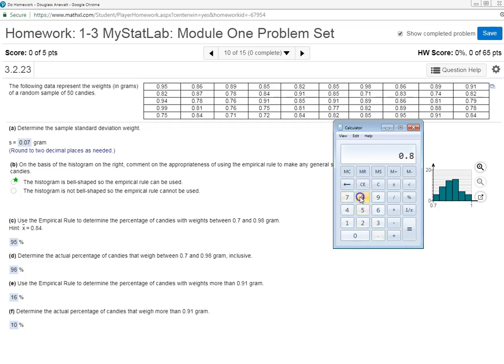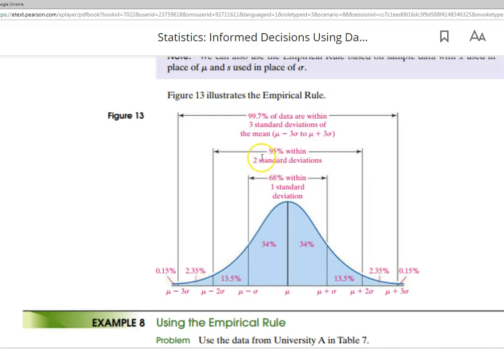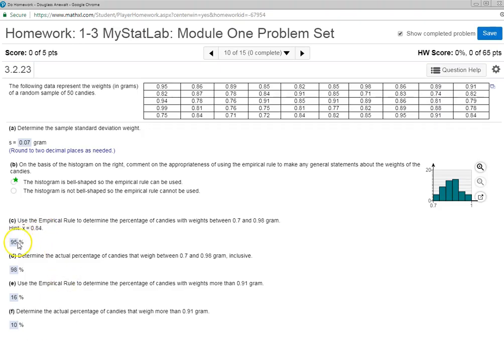And you can see that if I start at 0.84 and I minus 1 standard deviation, I'm right there. And then I minus the standard deviation again, I'm at 0.7. So this number is 2 standard deviations below, 0.98 is 2 standard deviations above. What the empirical rule is saying is that within 2 standard deviations above and below, there's 95% of the data. So that would be our answer here. 95% of the data is between those two values.